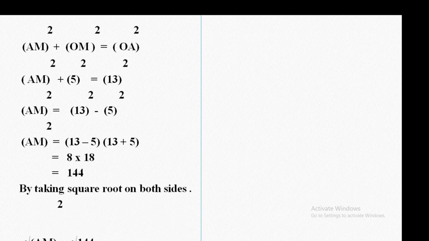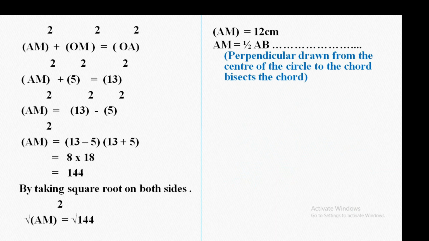Now taking square root on both sides. So under root of AM whole square is equal to under root of 144. Now therefore AM is equal to 12 centimeter. Here we are getting AM is equal to 12 centimeter. But we know that perpendicular drawn from the center of the circle to its chord bisects the chord. Right, so AM is equal to half of AB. Now we know AM is 12 centimeter. Now substitute the value. So 12 is equal to half of AB.